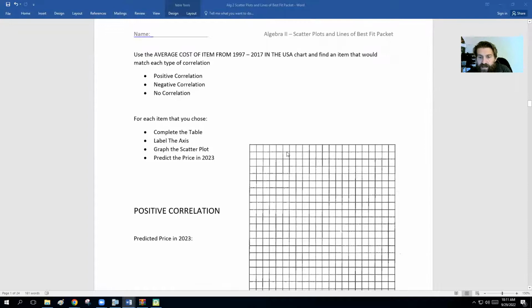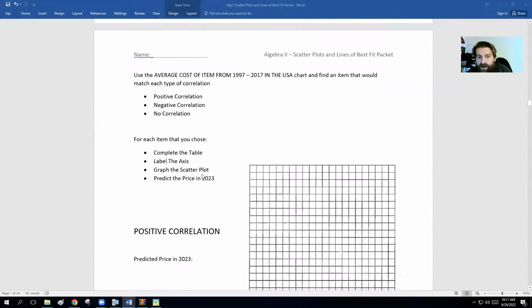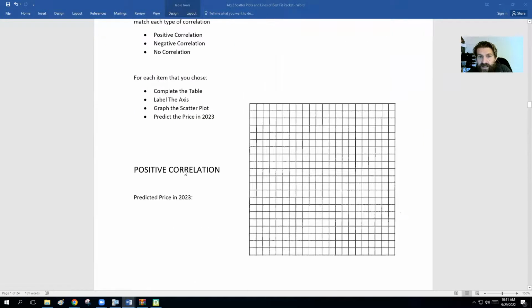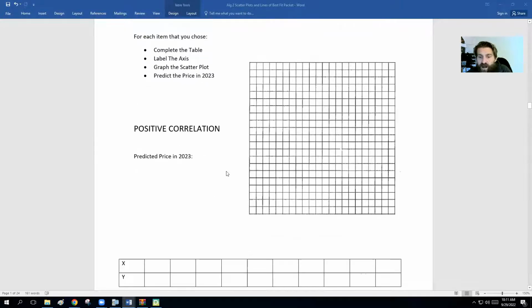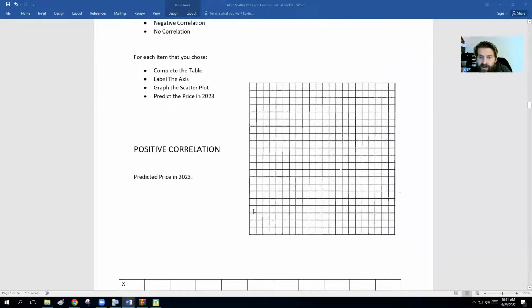What I want you guys to do here is pick a category, and you're actually going to find 3 categories of one thing that has a positive correlation. That means the numbers tend to be going up. Have one that has a negative correlation, going down, and one that has no correlation, meaning it didn't really matter throughout the years. So for positive correlation, if I think food and beverage has a positive correlation, which it kind of does, you're going to graph that information here on a chart. So you'd have to label your axes.